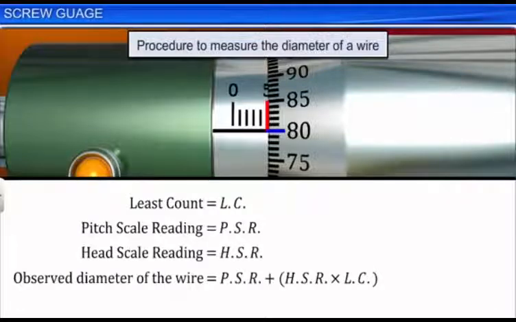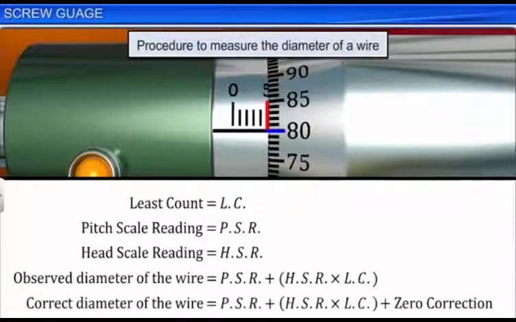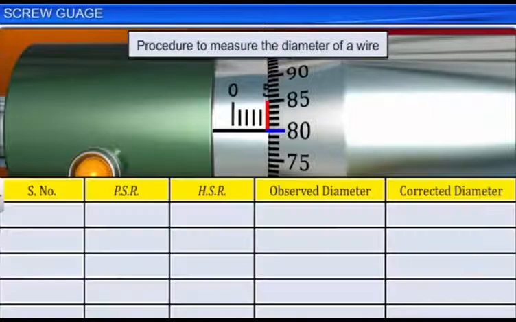To get the correct diameter of the wire, the positive zero correction or the negative zero correction of the device should be added to the observed diameter of the wire. Repeat the procedure by taking readings at 4 or 5 different parts of the wire and tabulate the readings. The average of the corrected diameters gives the actual diameter of the wire.